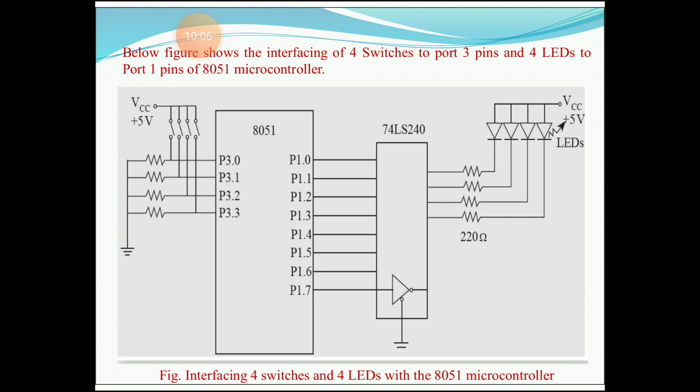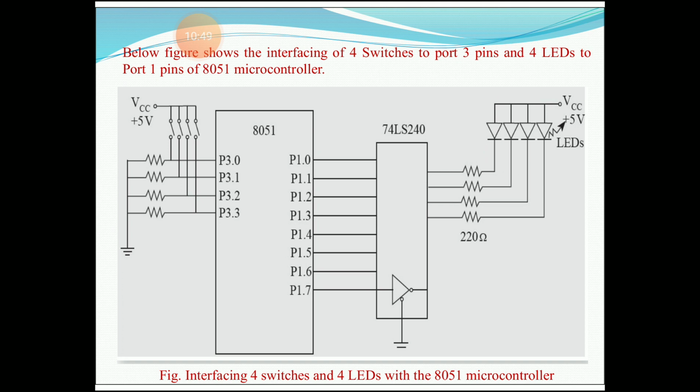The below figure shows the interfacing of 4 switches connected to port 3 pins and 4 LEDs connected to port 1 pins of the 8051 microcontroller. From this diagram, the lower order port 3 pins P3.0, 3.1, 3.2, 3.3 are directly connected with 4 switches, and the port 1 lines P1.0, 1.1, 1.2, 1.3 are connected to 4 LEDs through a driver circuit, 74LS240.